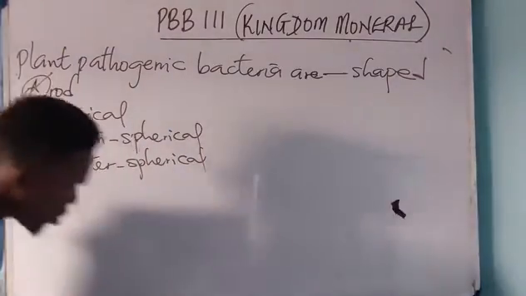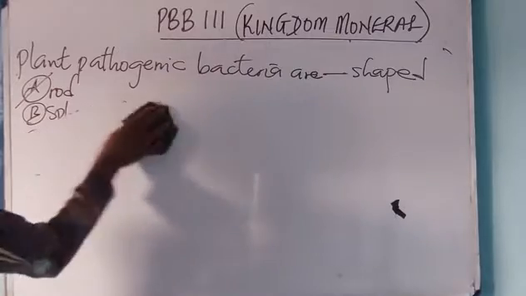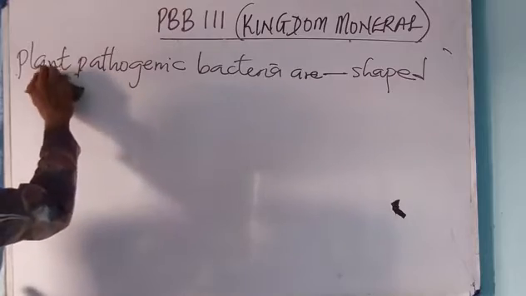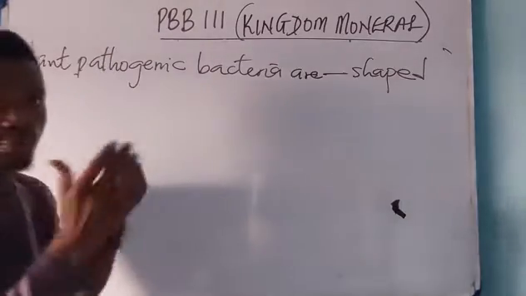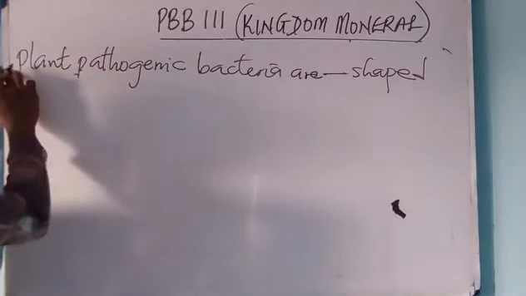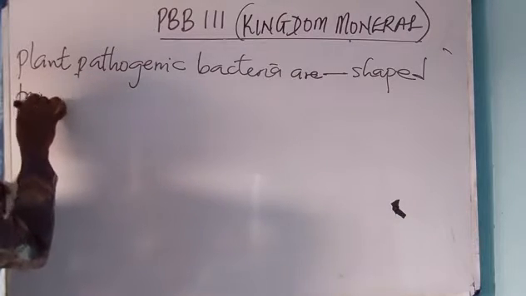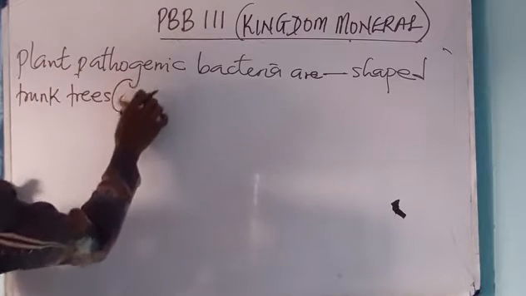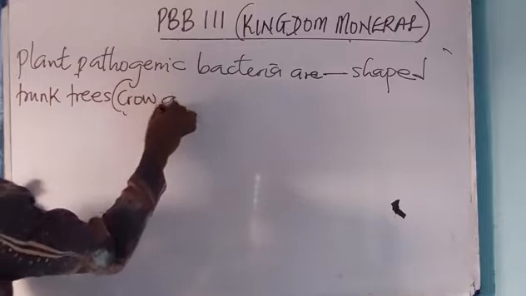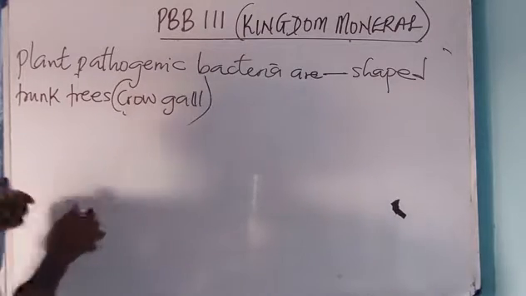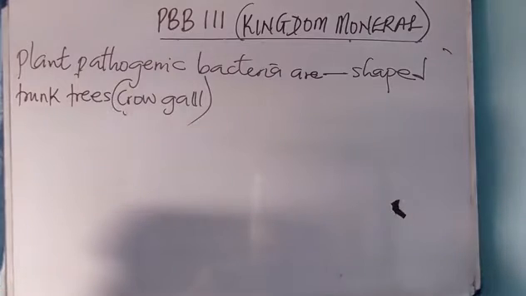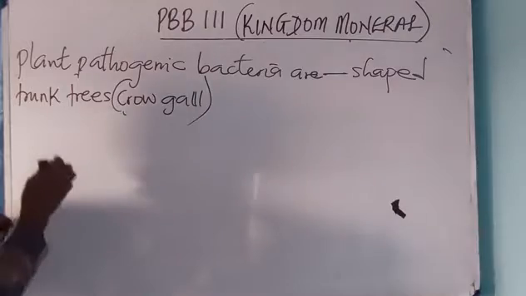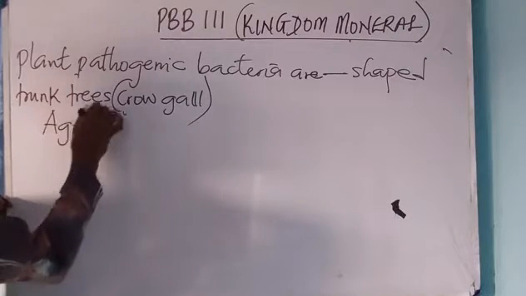Now, a good example is a particular organism that causes the massive growth on trunk trees. We call this crown gall. The bacterium that causes the massive growth on trunk trees is called Agrobacterium.